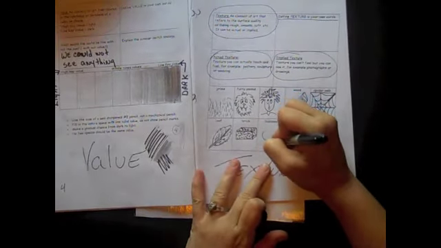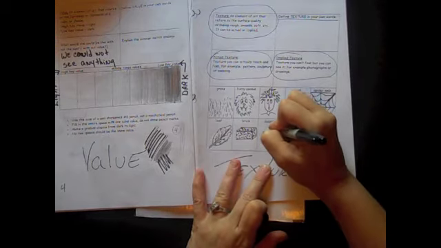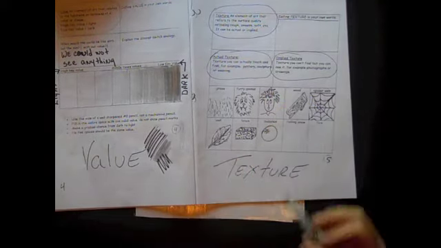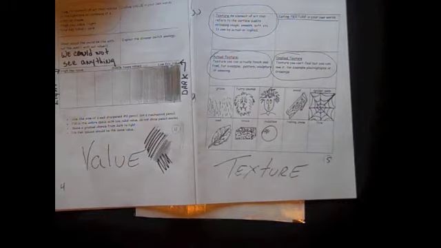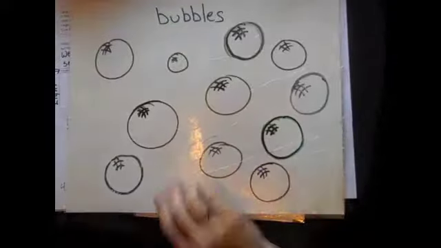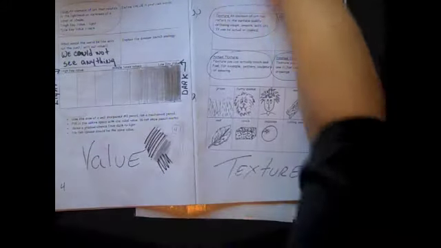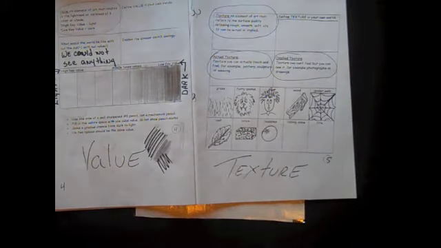So what that's showing is a smooth texture. Curved, parallel, curved, parallel, and perpendicular. Draw your bubbles. Okay, the next thing is falling snow.